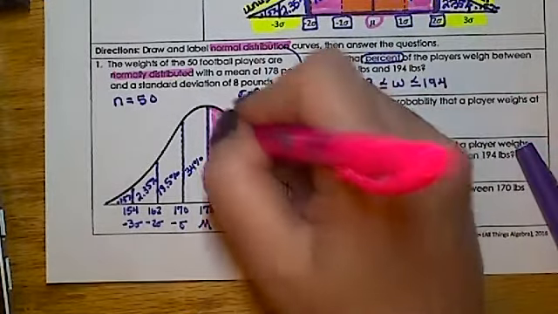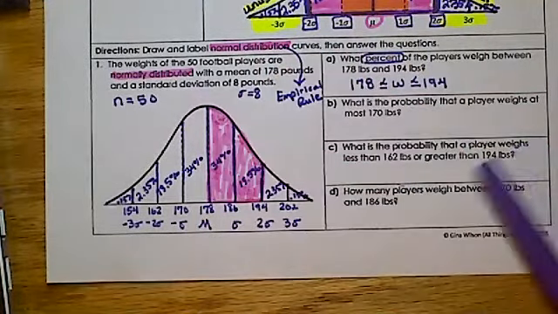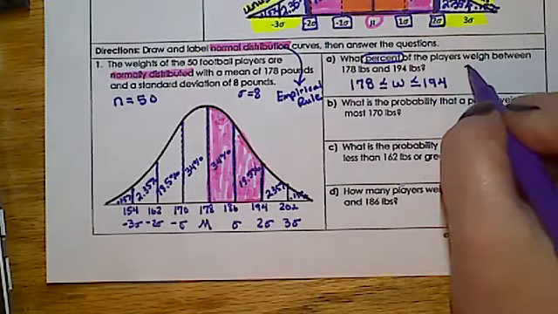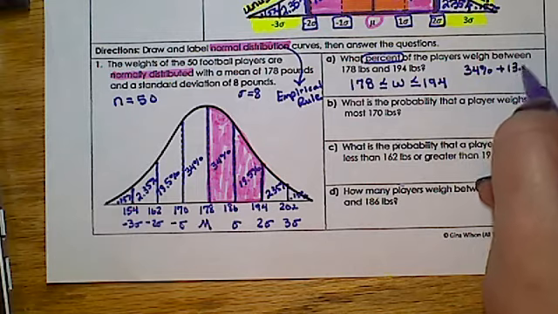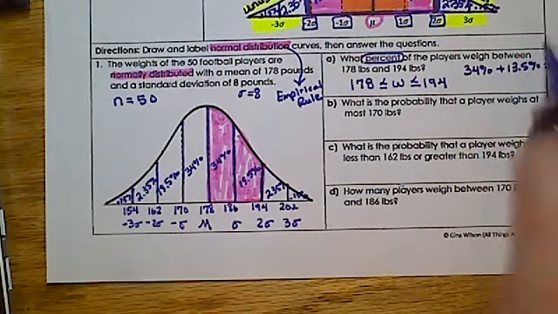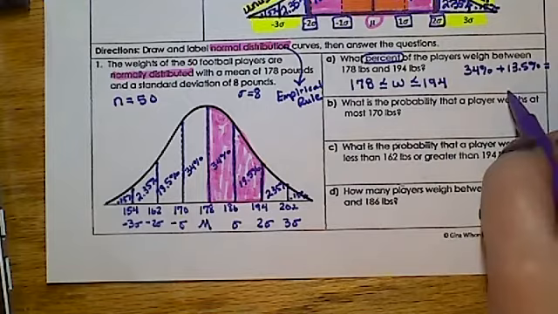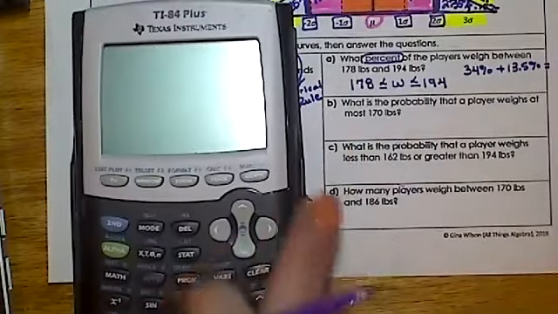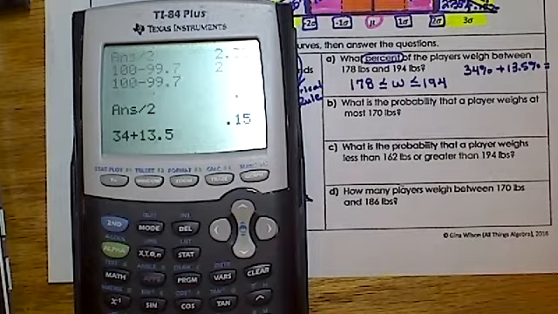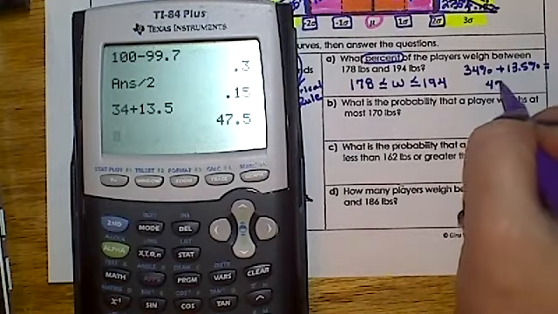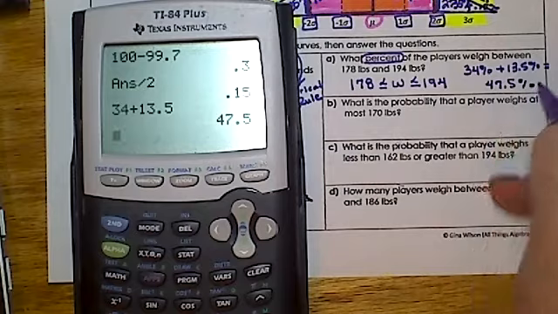So what you do with those percentages is you add those up. So this would be 34% plus 13.5%. So you'll just add those up to get your total, which would give you 47.5%.